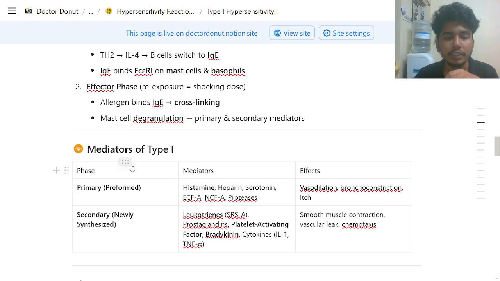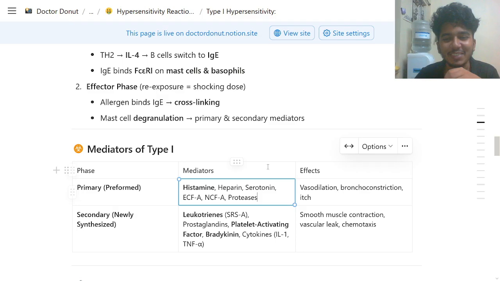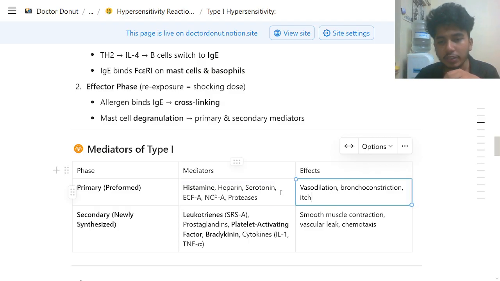I'll put the screen a little bit here. So the primary types which are already formed are histamine, heparin, serotonin. Histamine, heparin, serotonin, ECF-A, and neutral proteases, which lead to vasodilation, bronchoconstriction, and itching in the patient.